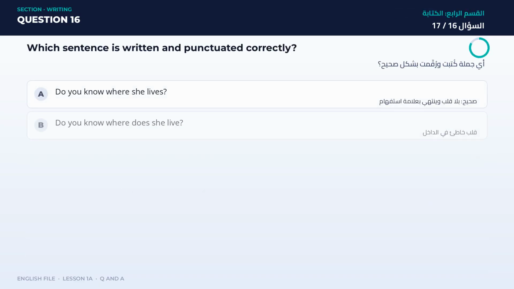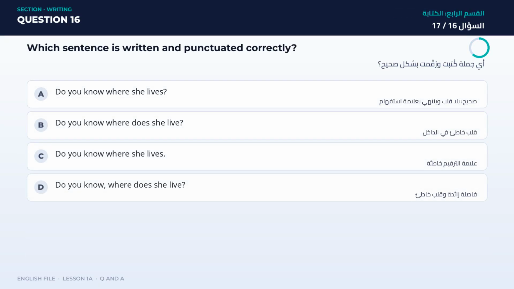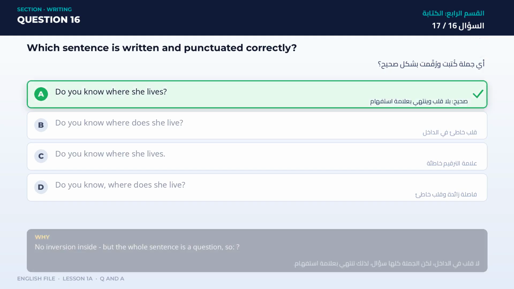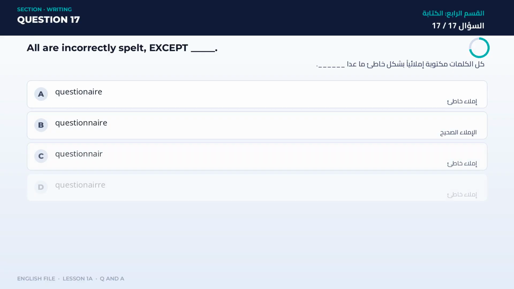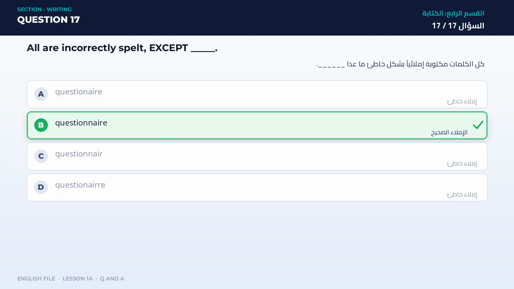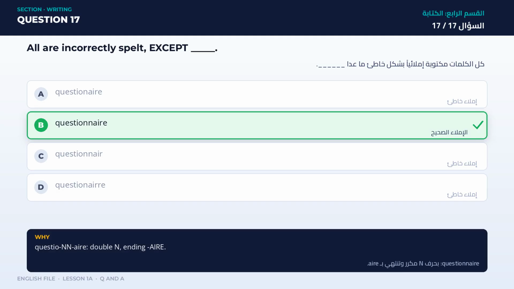Section 4. Writing. Question 16. Which sentence is written and punctuated correctly? A. Do you know where she lives? No inversion inside, but the whole sentence is still a question, so it takes a question mark. Question 17. Spelling. All are incorrect except B. Questionnaire. Double M and it ends A-I-R-E.